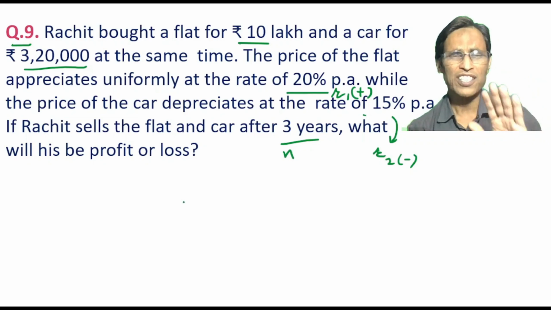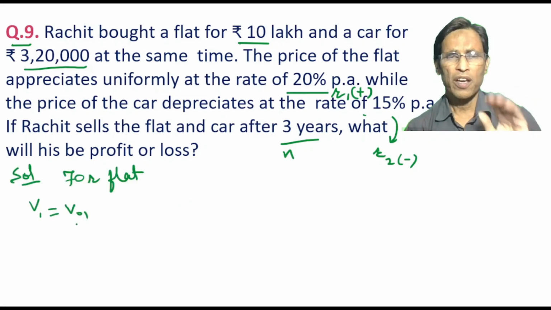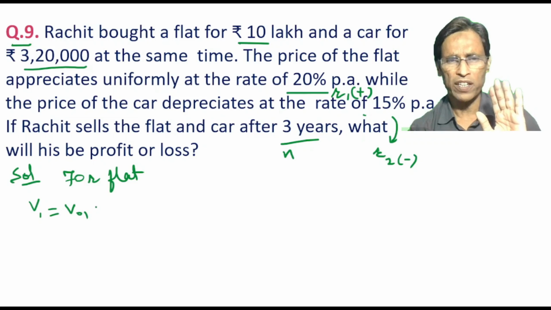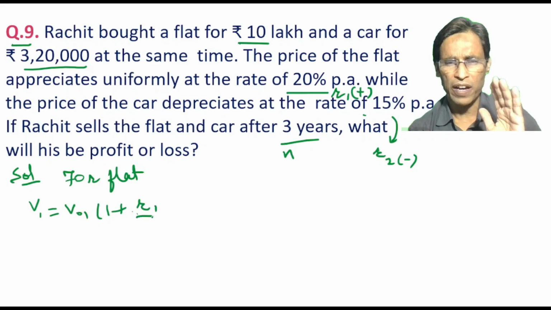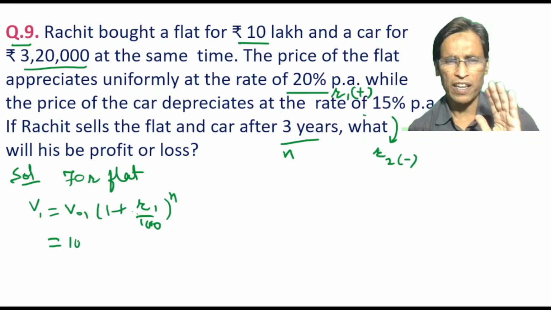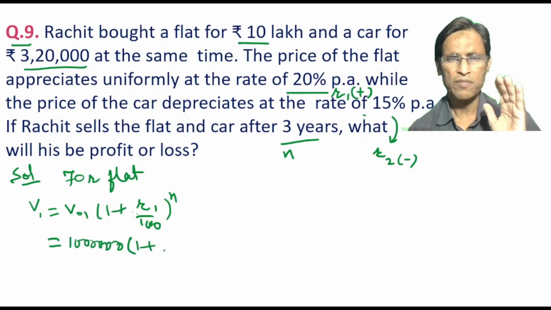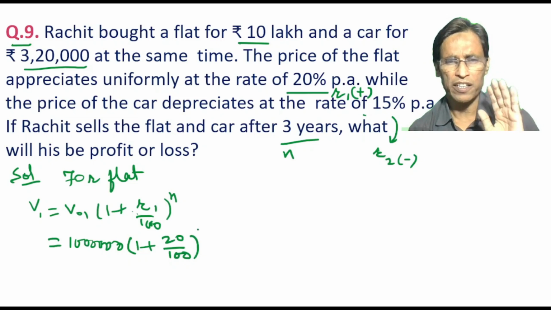For this we will proceed separately. For the initial value of the flat we are using the symbol V01, and so V1 equals V01 times 1 plus, in case of the flat, R1 by 100 to the power n. Now we will replace the quantity with the information given. Our initial value of the flat is given, 10 lakh, into 1 plus R1 will be replaced by 20%, and so 20 by 100 to the power 3.